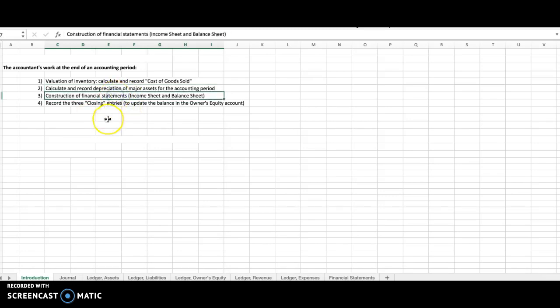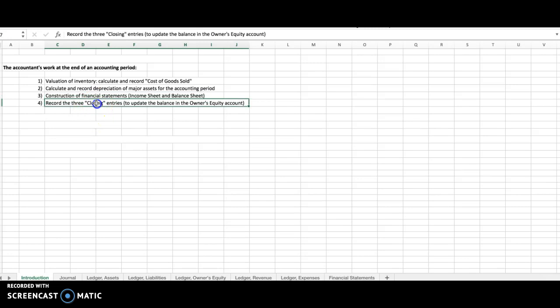The third step is then to take all of the balances in the ledger, the closing balances in all of the assets, the liabilities, all of those accounts, the revenue, the expenses, all of those balances end up in financial statements. And we looked at 2 different kinds, income statements and balance sheets. And you did that recently at the end of topic 8.